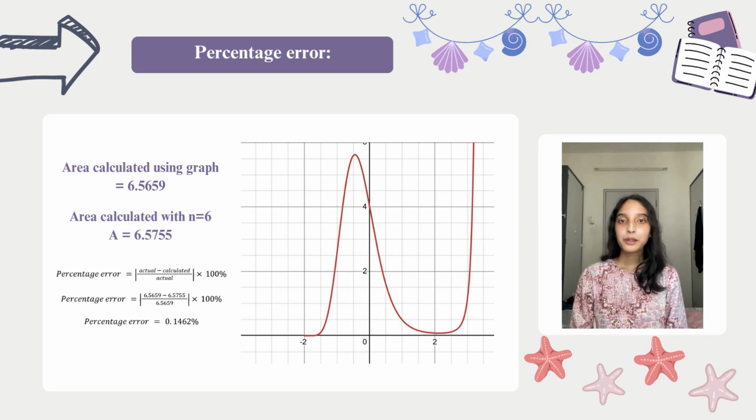Lastly, we use a graphic calculator called Desmos. We use it to calculate the area of the graph, and we obtain the value of 6.5659. While if we use n equals 6 to calculate the area, using the Simpson's rule formula just now, we obtain a value of 6.5755.